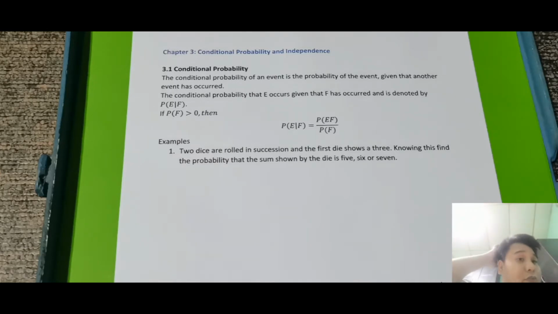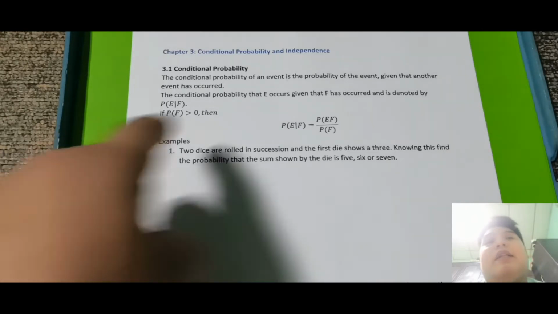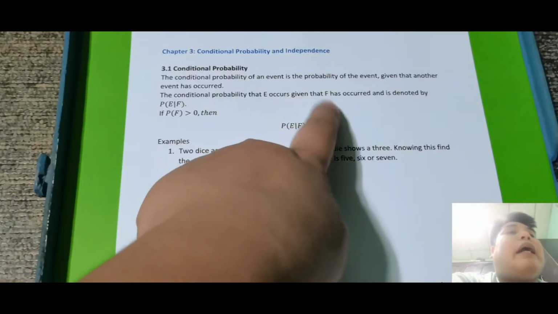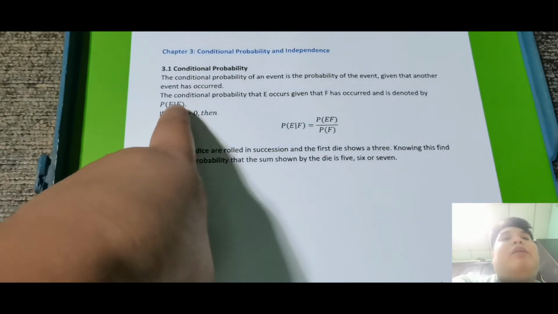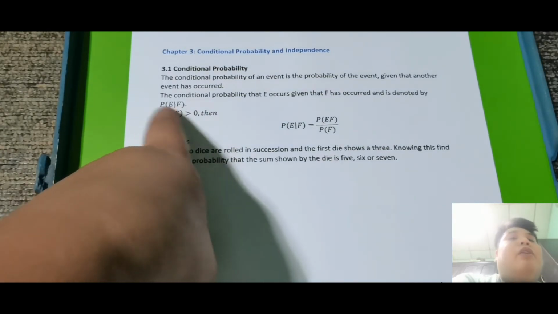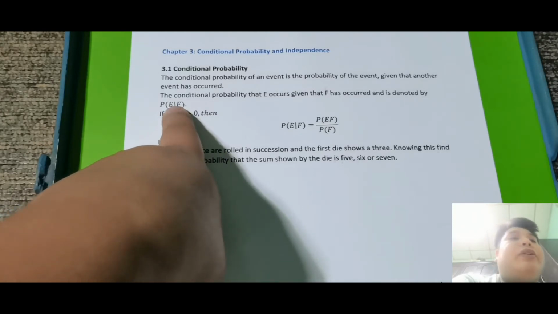Sorry, medyo napahaba yung nabanggit ni sir. Okay, so the conditional probability of an event is the probability of the event given that another event has occurred. So yun nga, gaya ng sabi ko, may nangyari na. So kukunin natin yung probability ng isang event given na another event has occurred. Now, the conditional probability that E occurs given that F has occurred is denoted by probability of E given F, or the conditional probability of E given that F occurred.